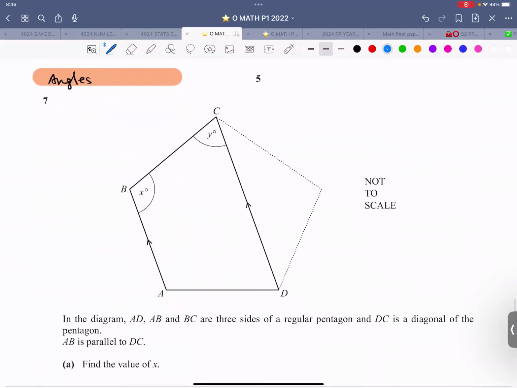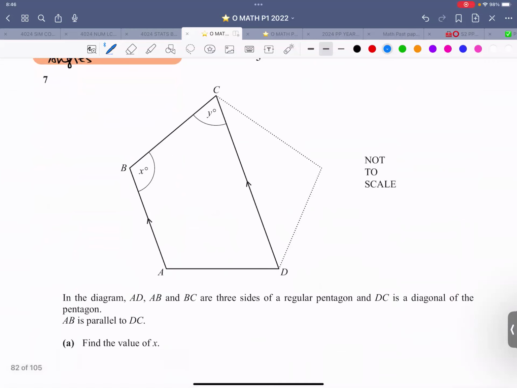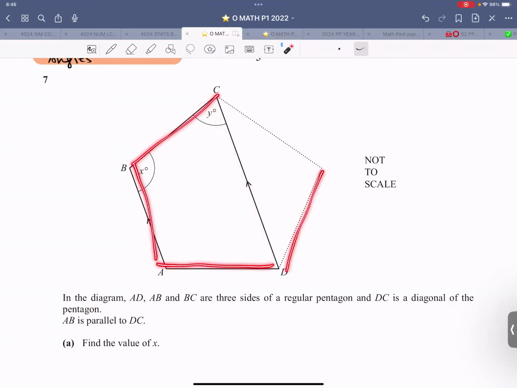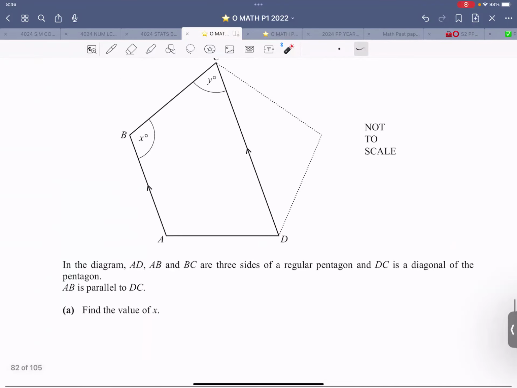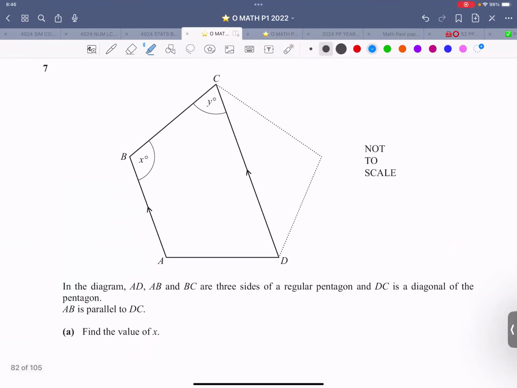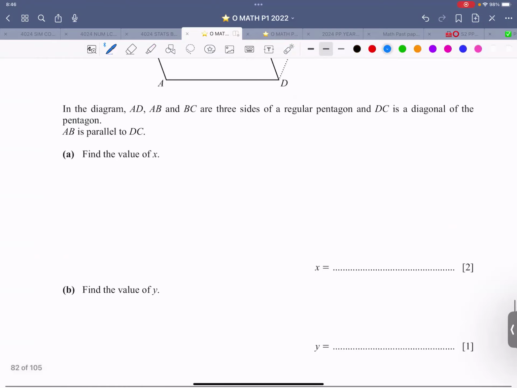Now let's talk about angles. In the diagram, AD, AB, and BC are the sides of a regular pentagon, and DC is the diagonal of the pentagon. So DC is a diagonal. The pentagon is like this, the 5 sides. AB is parallel to DC. Find the value of X. Find the value of Y. Now, first of all, this X is one of the interior angles of a regular polygon.